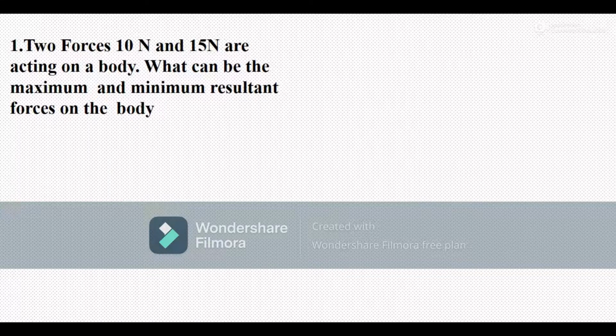The first problem is about two forces acting on a body, 10 newtons and 15 newtons, and what can be the maximum and minimum resultant forces on the body. When you are doing any problem, first of all we have to understand what is given. Here they are giving two forces. We can call them A vector, that is equal to 15 newtons, and one more is B force, that is 10 newtons.